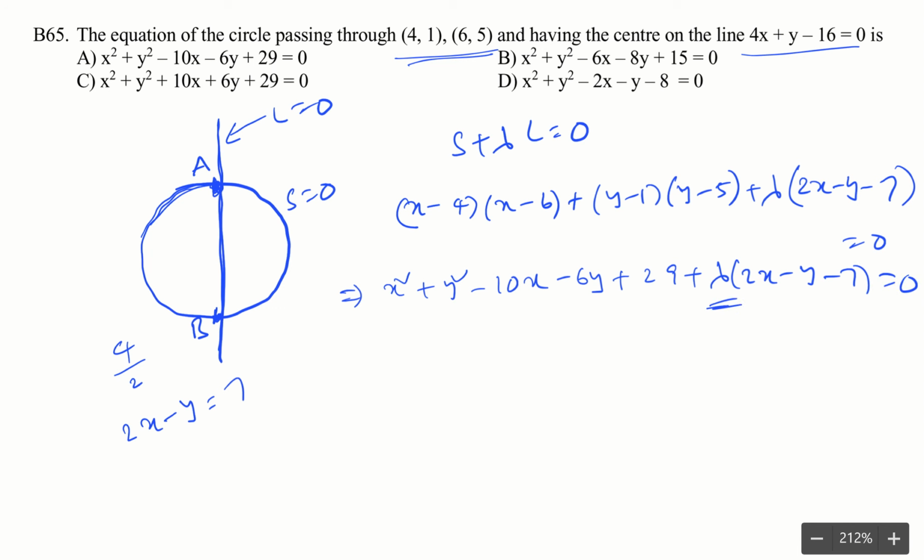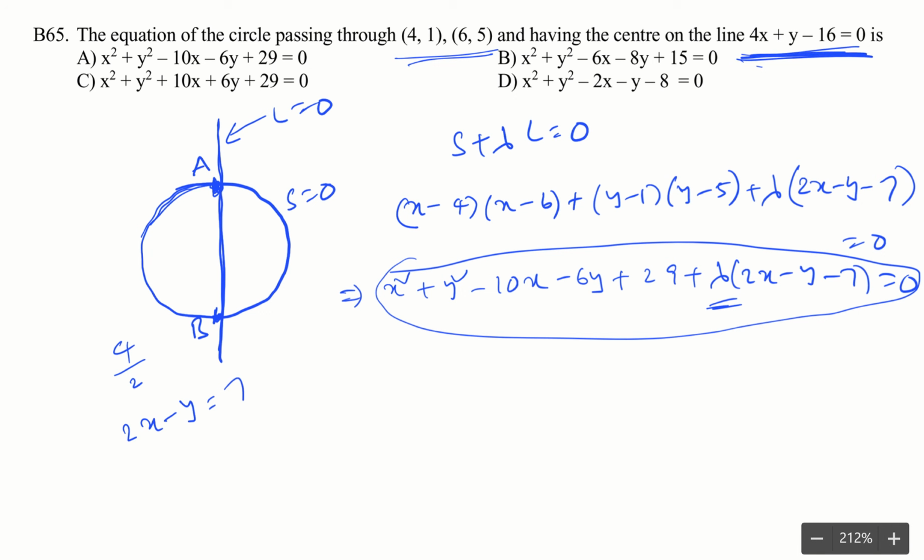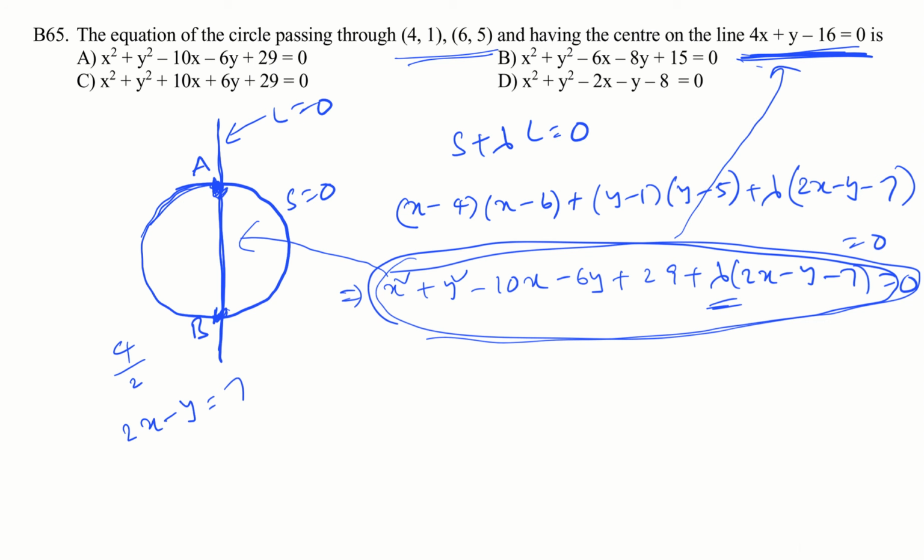Now you have to find the value of lambda such that this circle has its center on this line. This is the equation of any circle passing through the points A and B. We discussed it very extensively while doing the theory part on circles. So now you write the center of this circle and use the fact that the center lies on this line to find the value of lambda. I hope I can leave it there. Let's go to next problem.